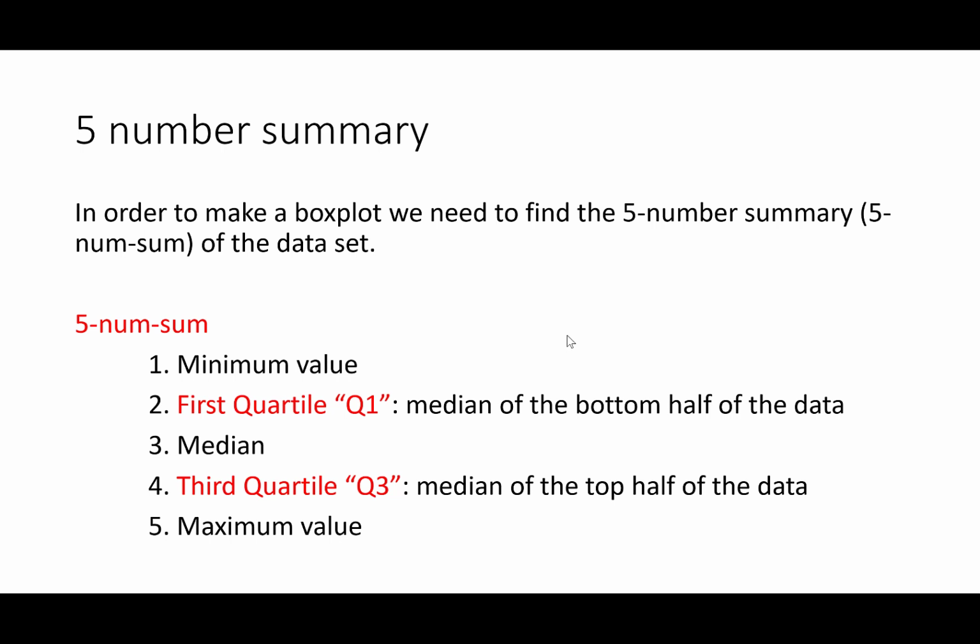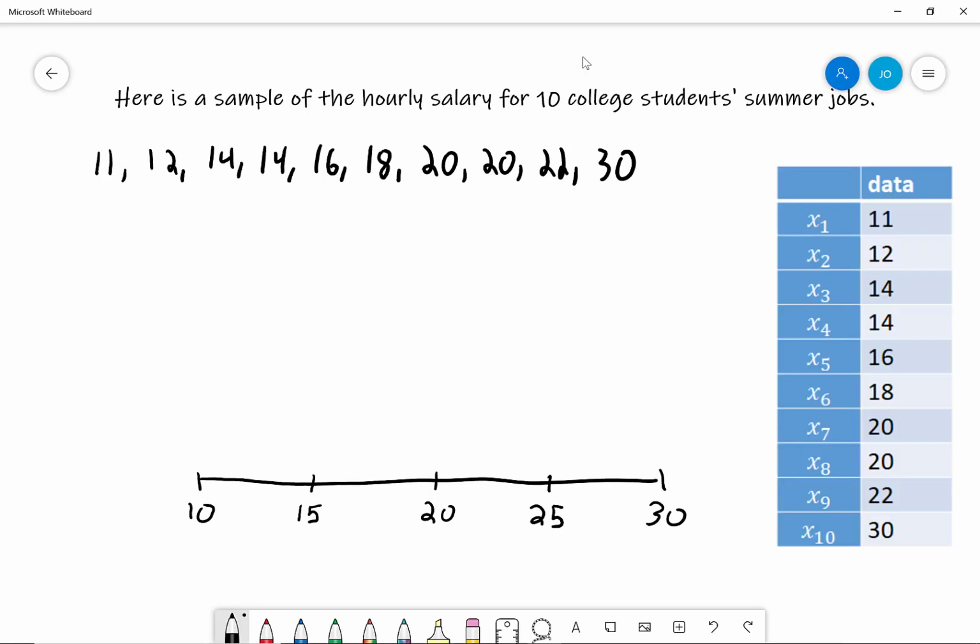So let's look at a little example of this. Here's an example of the hourly salary for 10 college student summer jobs. If we were trying to visualize this set of data using a box plot, the first thing we should do is look at the min and max of our data set. So we have our minimum value of 11 to start and our maximum value of 30.